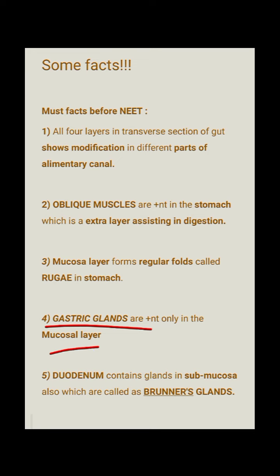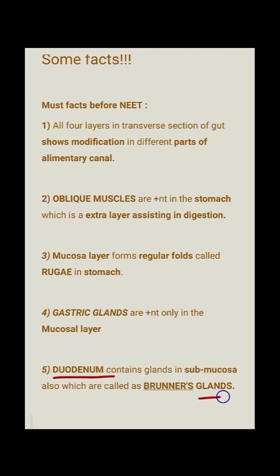Mucosa is the innermost layer of the transverse section of the gut. In that part only we have gastric glands. Next part is the duodenum. The duodenum is the starting part of the small intestine. It's a C-shaped part. In that we have glands in the submucosa.